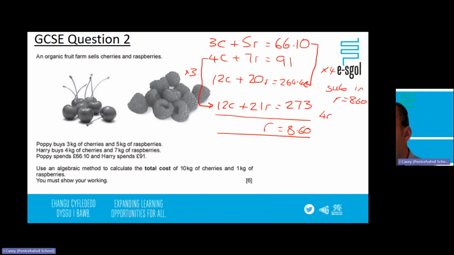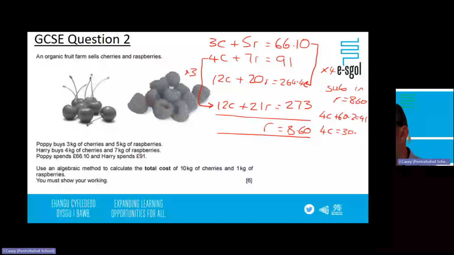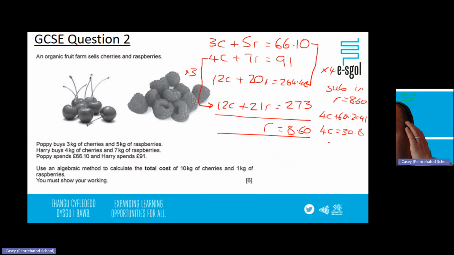So I'm going to do 4C plus 7 times 8.60, which is £60.20. My pen's having a funny 5 minutes. And all of that is equal to 91. I'm going to take away that £60.20 from both sides. This should be a bit clearer. So 4C is now equal to £30.80. And I divide by 4. The value of C is £7.70.